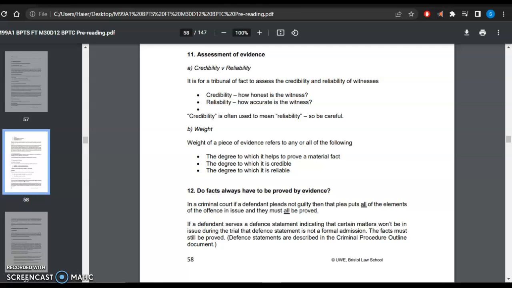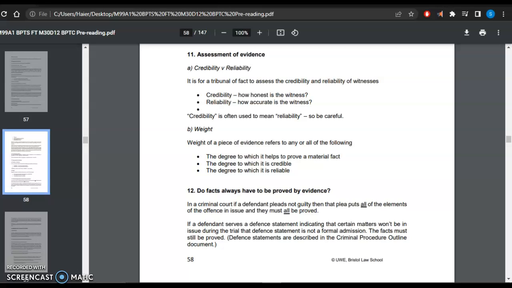The second ground of assessment of evidence is the weightage. For evidence to decide the decision of the case, for evidence to give the reasonable ground for the court to give a decision on that evidence, it should have mammoth kind of weightage. The weightage of a piece of evidence refers to any of the following.